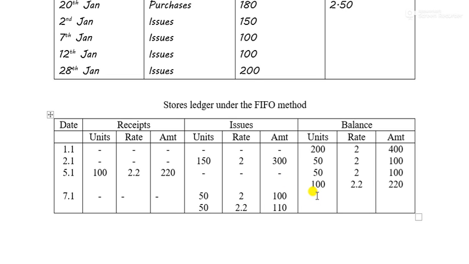Right, now when it comes to balance, if you see, this one is gone because this one is fully issued. Now from this stock we have only 50 units left, because 50 we issued over here, right? So only 50 units at the rate of 2.2 is equal to 110. See, it's not so hard.